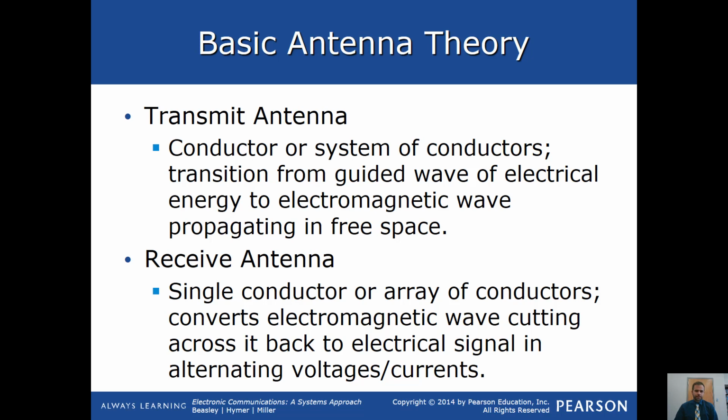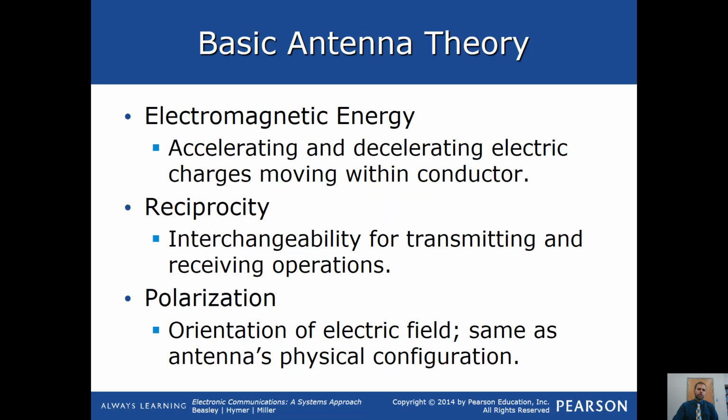On the receive antenna side, this could be, once again, a single conductor or an array of conductors. The electromagnetic energy that's coming from the communications channel will be converted back or transitioned back into an electrical signal in the form of a voltage or a current. Most likely, it's going to be some sort of alternating voltage or current. So what is electromagnetic energy exactly? It's the accelerating and decelerating of electric charges moving within a conductor.